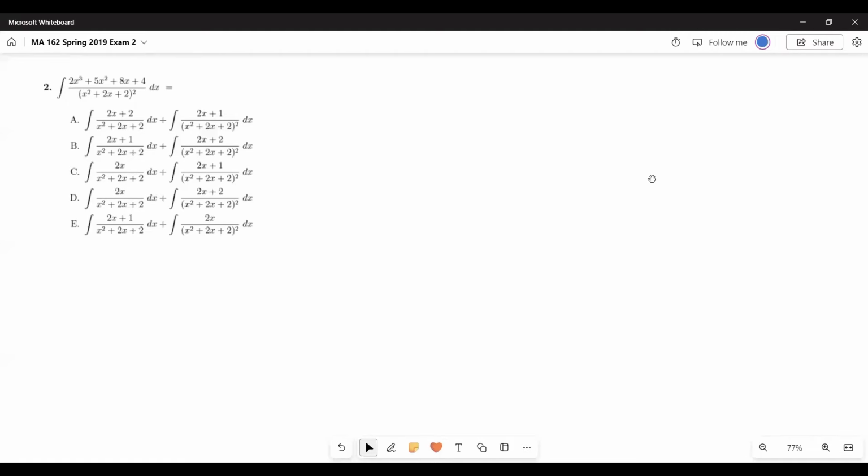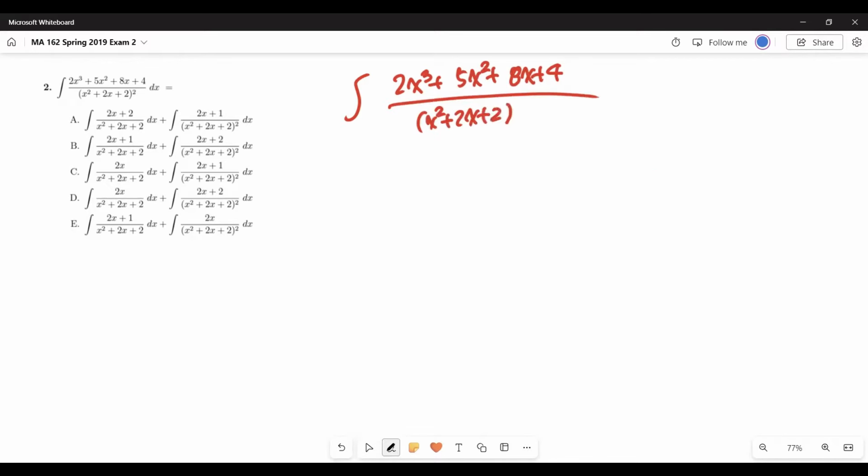Okay, so this question asks to integrate (2x³ + 5x² + 8x + 4) over (x² + 2x + 2)² dx. Let's write it: (2x³ + 5x² + 8x + 4) over (x² + 2x + 2)² dx. For this question, we are going to use the partial fraction decomposition technique. First, you look at the denominator, and it is a squared value.